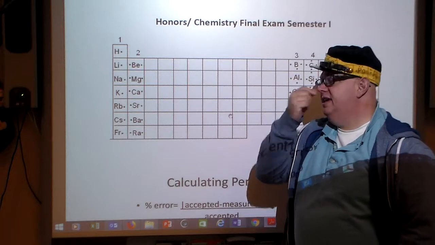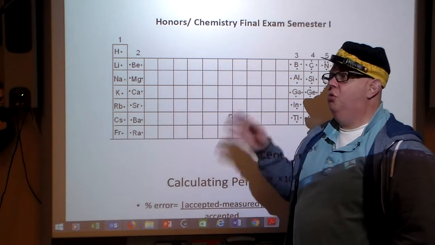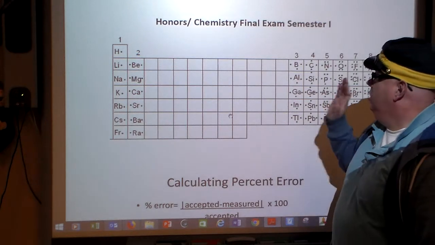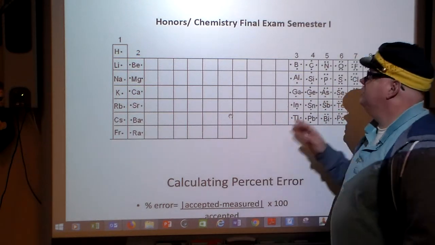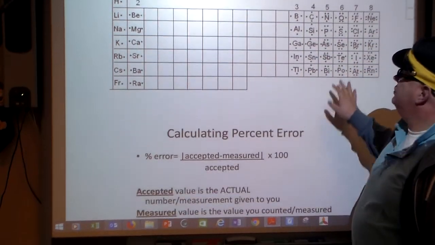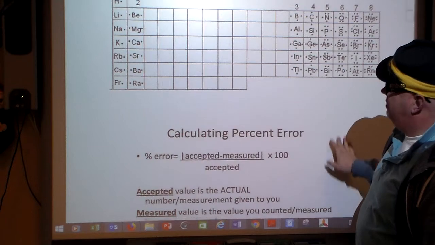This is the final exam review for honors chemistry, first semester 2018. You guys are going to get a formula sheet that's going to look exactly like this. Regular chem gets the same thing. So you'll see valence electrons around your atom.